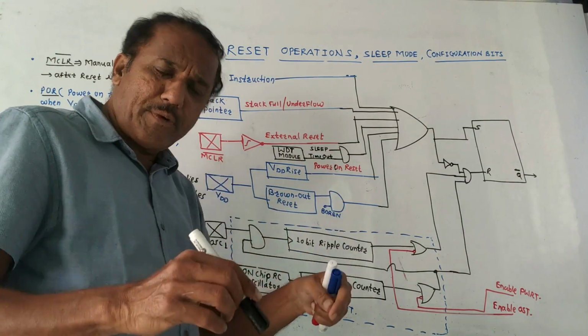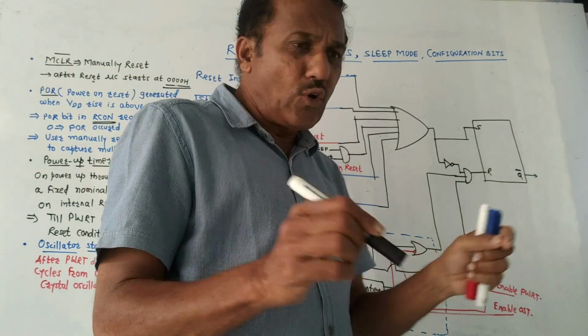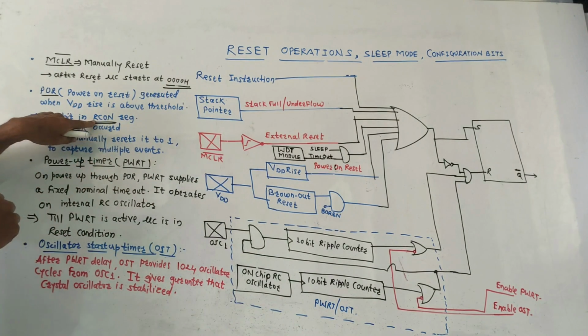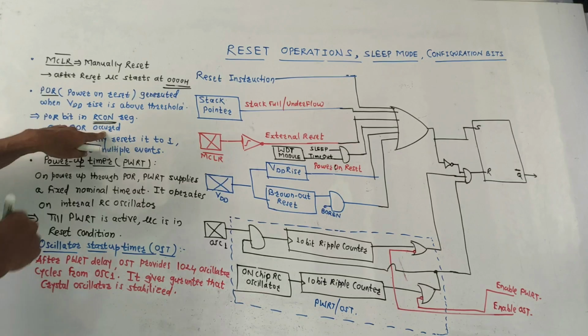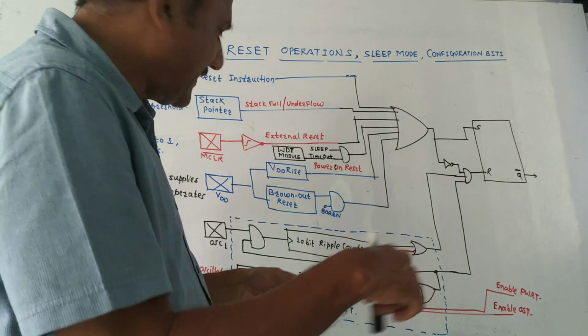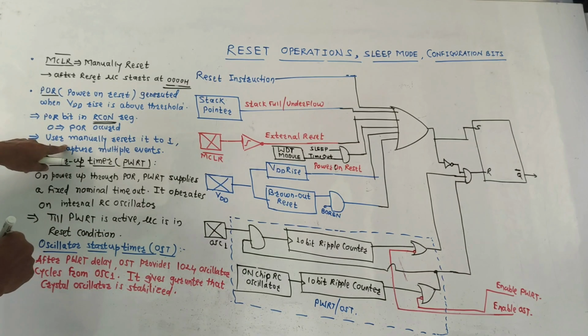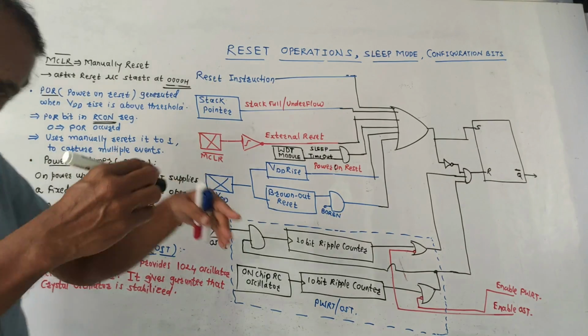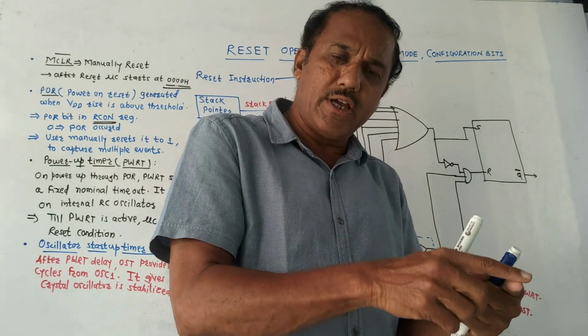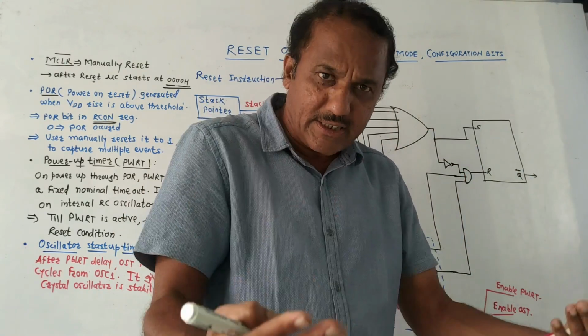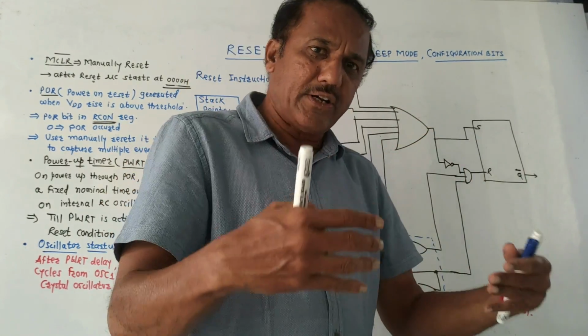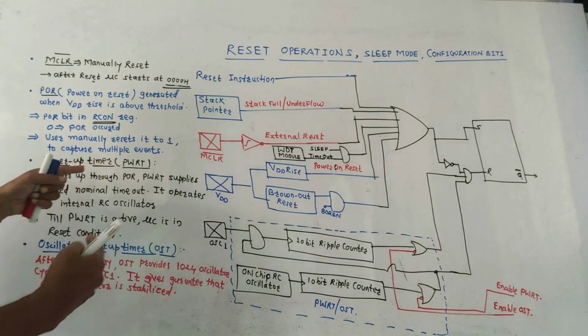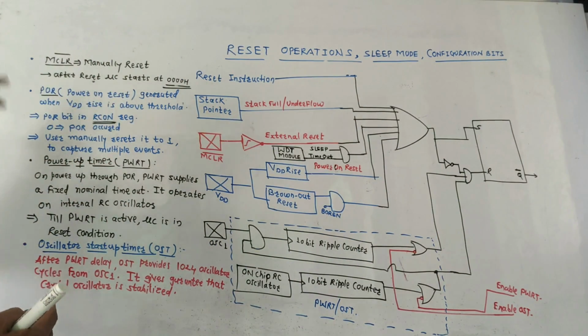Actually, you will get this information from the reset control register. This we discussed in the last video, the RCON register. So if the POR bit in the RCON register is 0, it indicates that power on reset has occurred. If it is 1, it indicates power on reset has not occurred. The user manually sets it back to 1 to capture multiple events. So once a power on reset happens, we can manually set this bit to 1, so that we can judge the next occurrence of the power on reset condition.